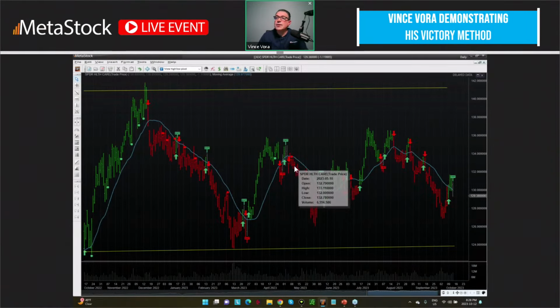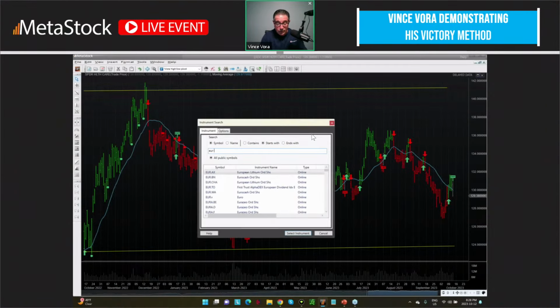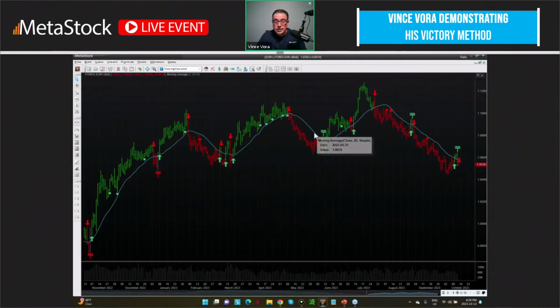Let me see if there's any symbol. Okay, Maverick was asking for the Euro USD. So not only can we use this with stocks, we can use it with Forex or any other market. Let's look at the Euro against the US dollar.